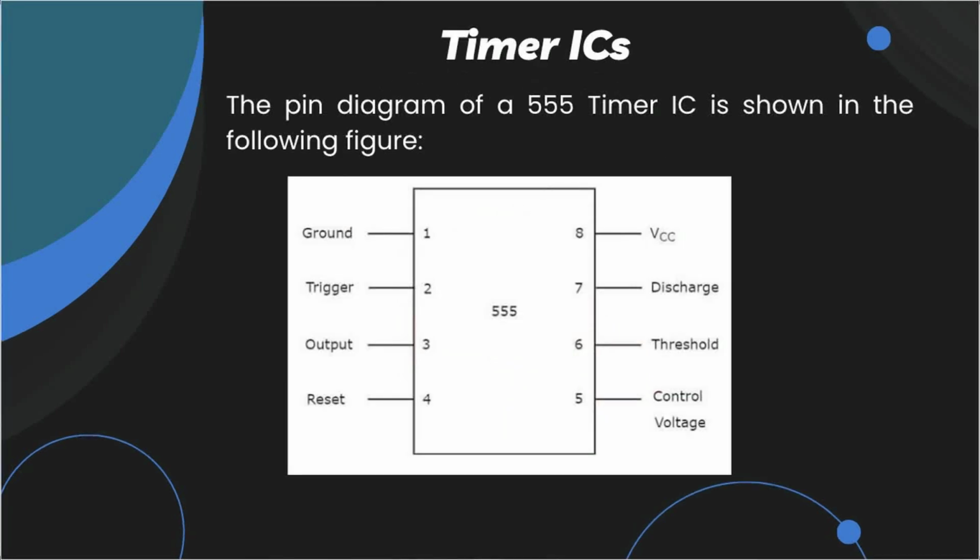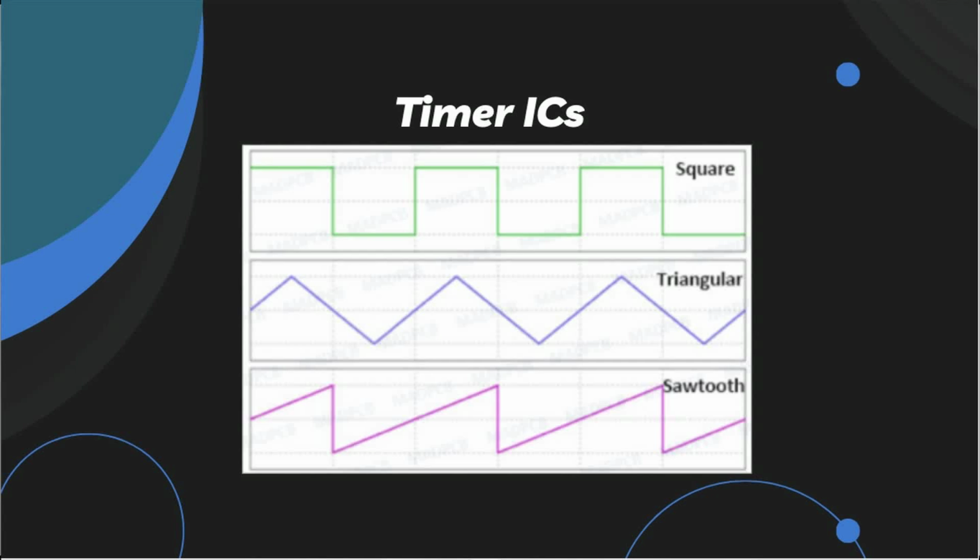Now the pin diagram for the timer IC: 1 represents ground, 2 is trigger, 3 output, 4 is reset, 5 is control voltage, 6 pin represents threshold, 7 is discharge and 8 is the supply voltage. This IC can be operated with a DC power supply of plus 5 volt to plus 18 volt. It is mainly used for generating non-sinusoidal waveforms like square, triangular, sawtooth or ramp, etc.